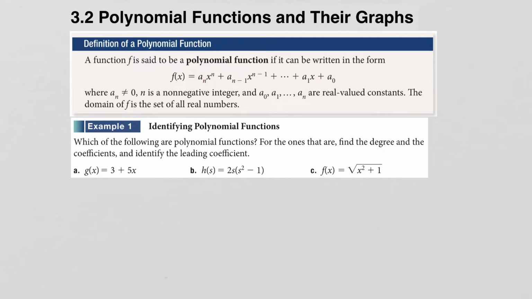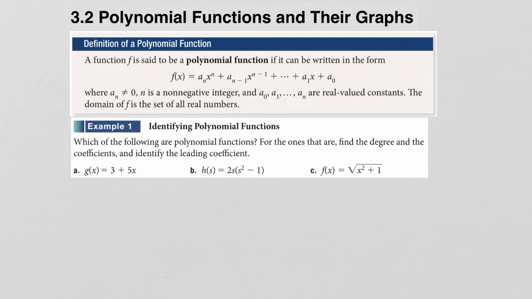So these a sub n's and a sub n minus 1's, etc., those are just coefficients. n is the power, which is the degree of the polynomial. And so you can see that the way we have it written here, we have the highest power of x first, and then the next highest power all the way down. And the domain of a polynomial function is the set of all real numbers.